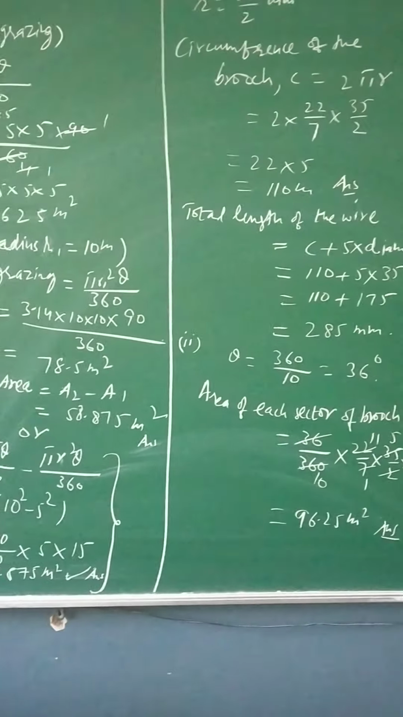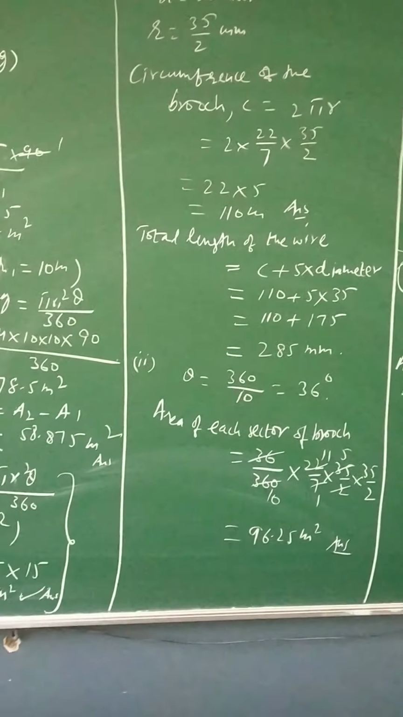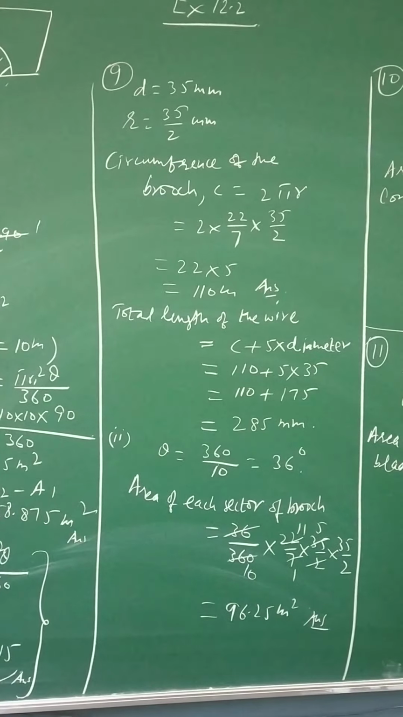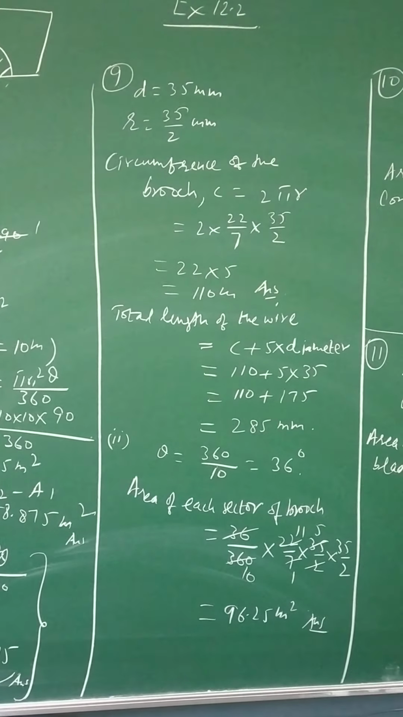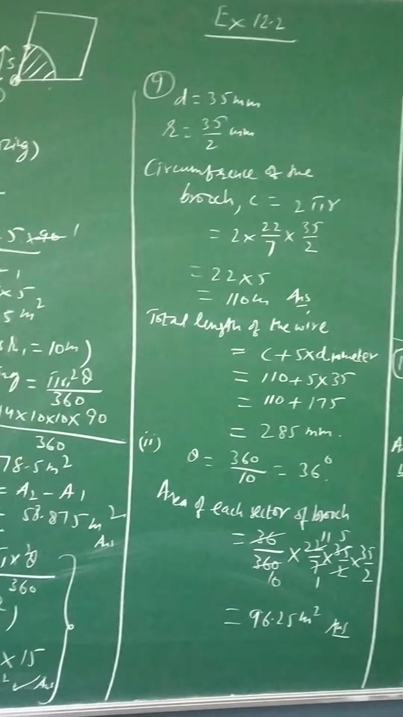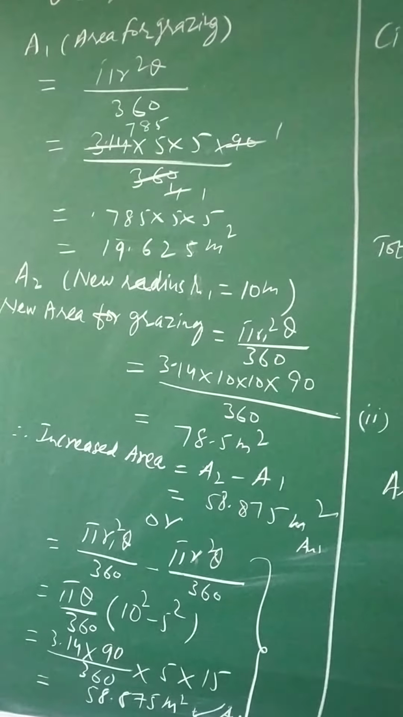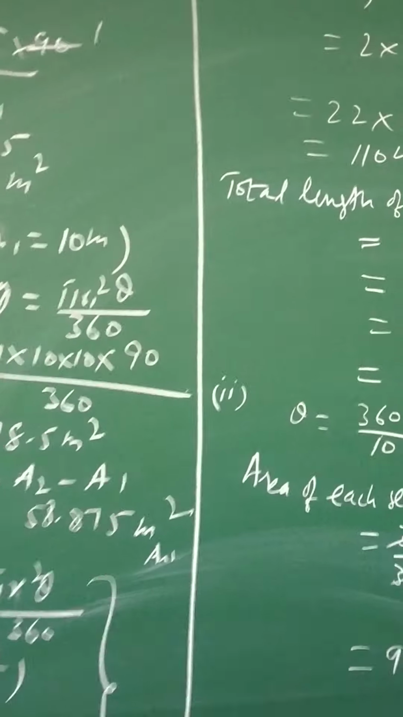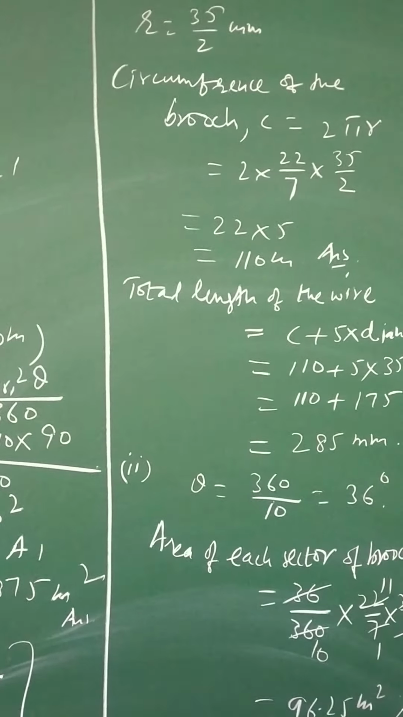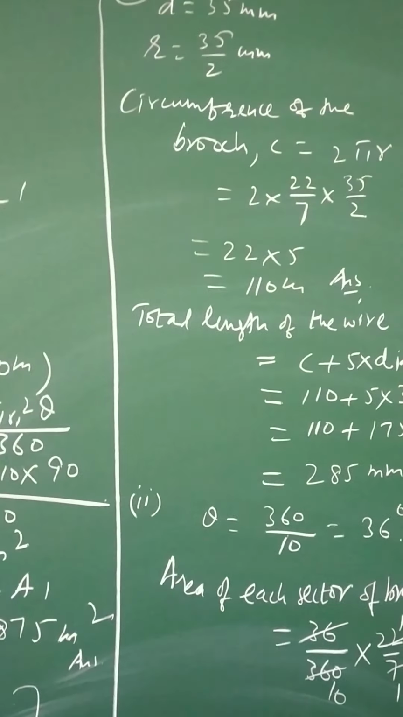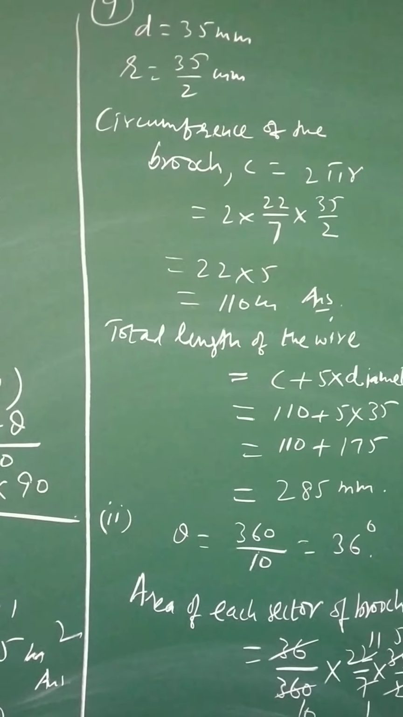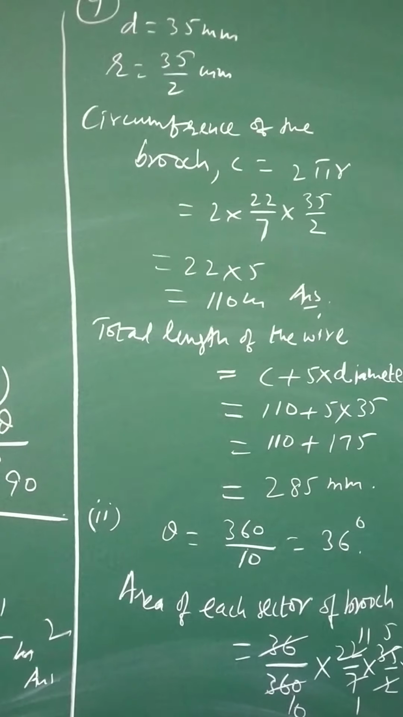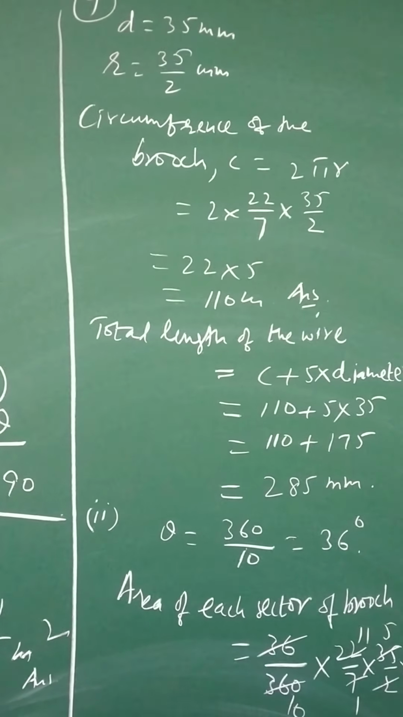Number 9. Question number 9 is: a brooch is made, that is a circular kind of wheel. It is made with silver wire. The figure is given, you can go through the figure in your textbook, in the form of a circle with diameter 35 millimeter. The wire is also used in making 5 diameters which divide the circle into 10 equal sectors. So 5 diameters are given and that brooch is divided into 10 equal sectors. So the diameter is 35 mm.